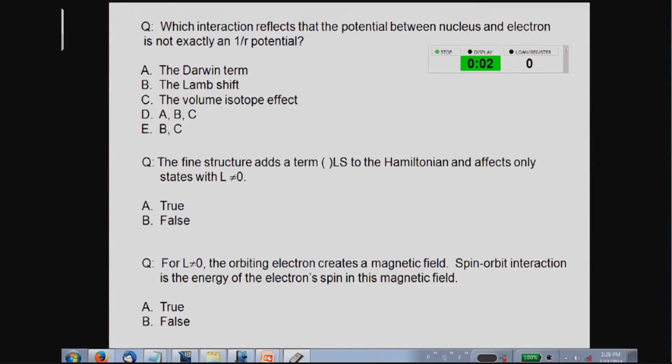Fine structure. The fine structure affects only states with L equals 0 through a coupling term L dot S. Is this statement, the way it is written, true or false?